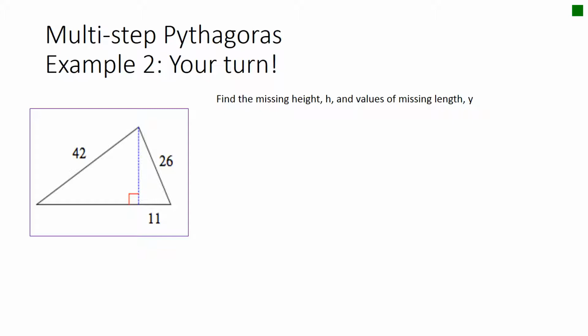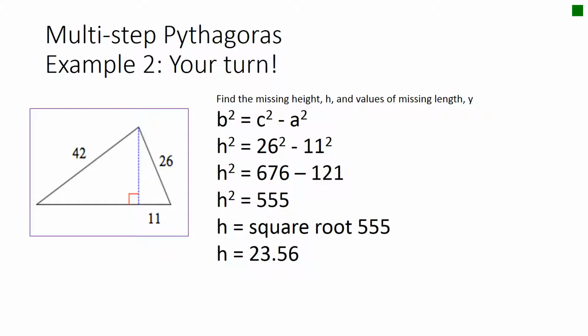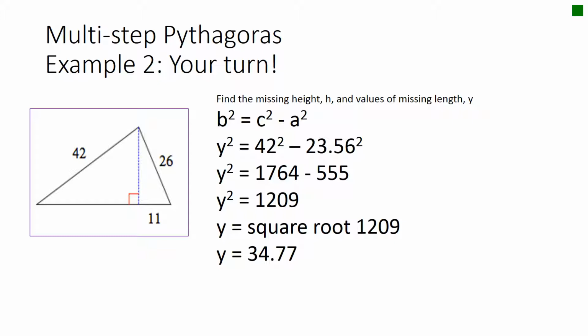Okay, so for this example, it's your turn. I want you to give this a try. So here we have another triangle. We're going to try to find the missing height h. So we're going to make this h. And we want to know our missing length y. So just pause this, give it a try, and see if you get the same answers as me. Okay, so you should have got that h equals 23.56. So pause this if you didn't and look through what I did. And you should have that y equals 34.77. So please ask me if you didn't get these numbers, and we can go over it together.